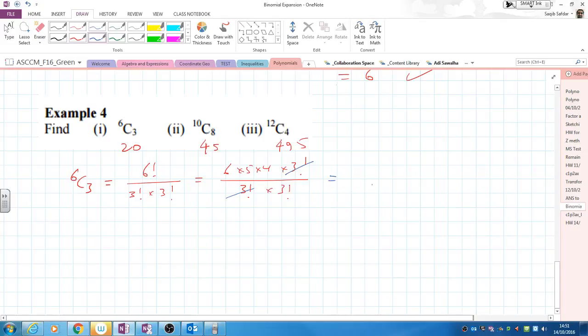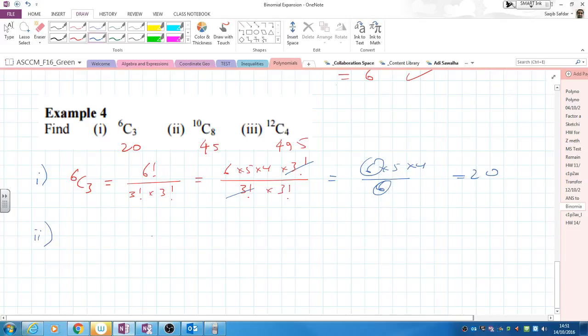Now at the bottom, 3 times 2 is 6. Times 6 times 5 times 4. So that cancels with that. And I'm left with 5 times 4, which is 20. So a lot of it is just about cancelling off. Now the second one is a really important one. Can everyone just make sure you look up?